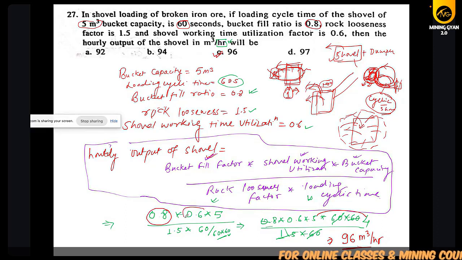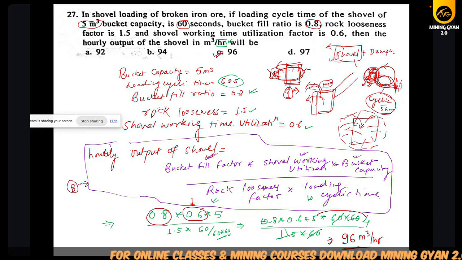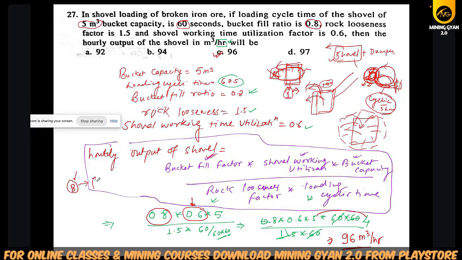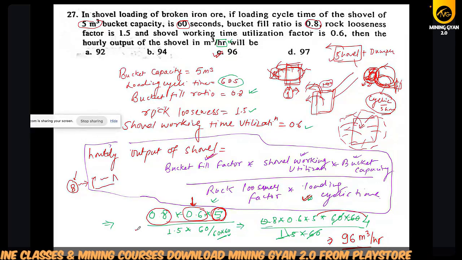Then the working utilization. If you are working in an 8 hour shift, you will not work completely for 8 hours, because there will be traveling time, some idle hours, some breakdown, some maintenance work. So 0.6 is the working utilization, and 5 is the bucket capacity. You multiply all of these and divide by the looseness factor into the loading cycle time.